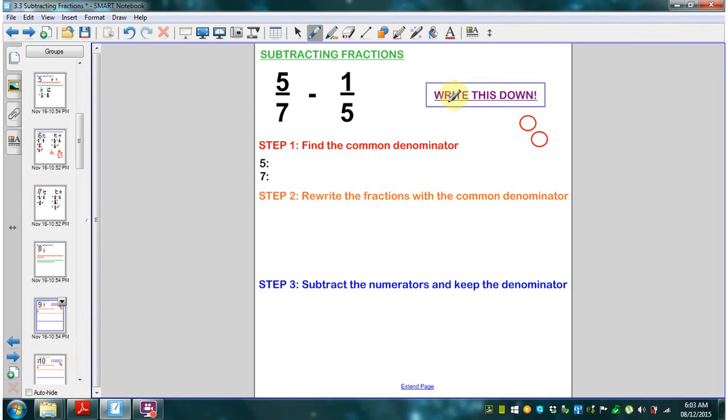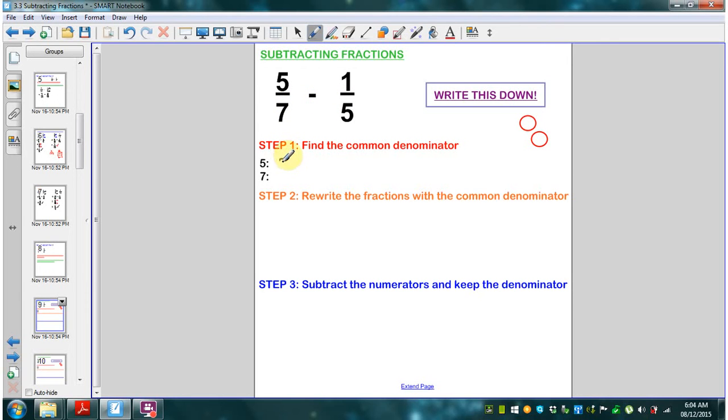Okay, so I want you to write this down. No need to write down the color here, the steps. That's just to help you. You can write it down if you want. Just pause the video and write it down. But you have to write down what I'm writing, the black that I'm going to write down. So find the common denominator. Our first step is to list the multiples of 5 and 7.